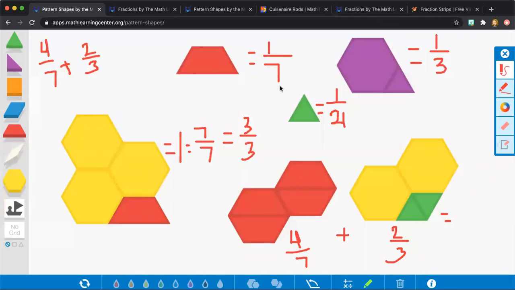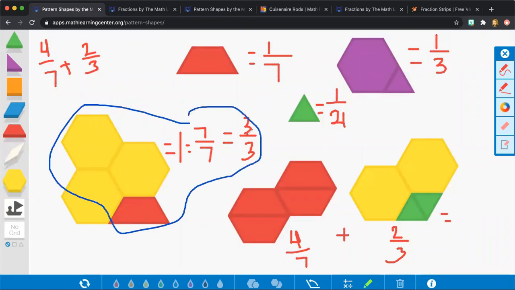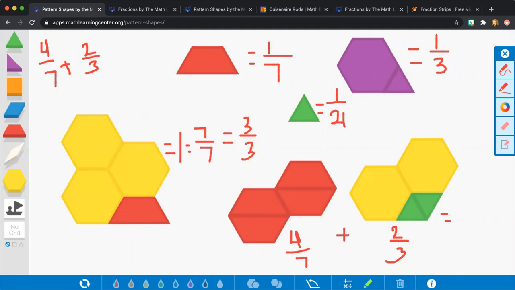So I want to connect. The pattern blocks are an example of the area model without a predefined whole, right? Right here, we had to define our whole, and right here, we had to define what 1 is, 7/7 or 3/3. And that's really helpful to do to develop this reasoning and this flexibility.